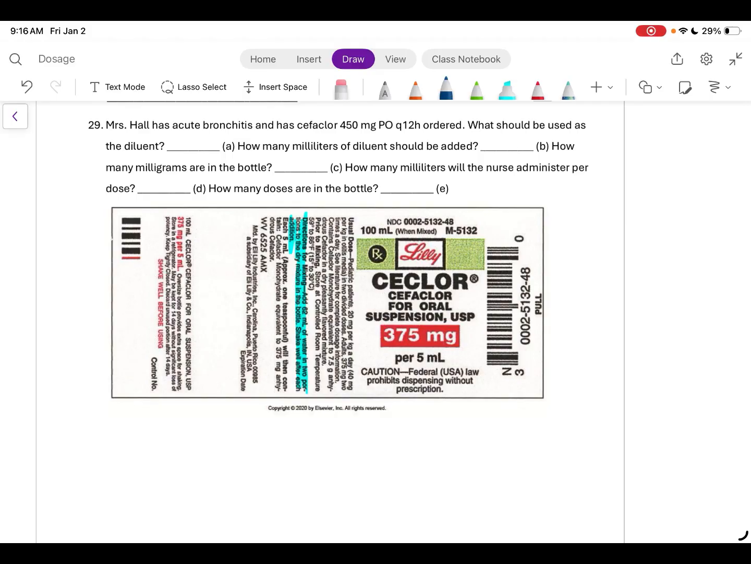So A, what should be used as our diluent? It's water. Right. B, how many milliliters of diluent should be added? Right, 62. Right.